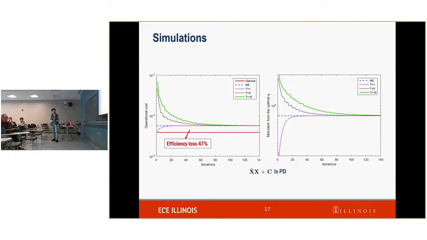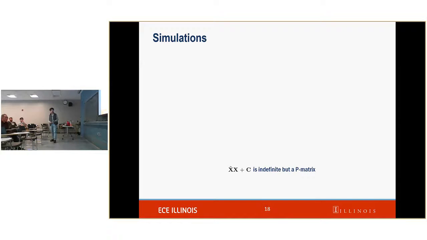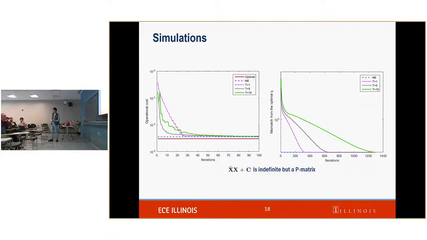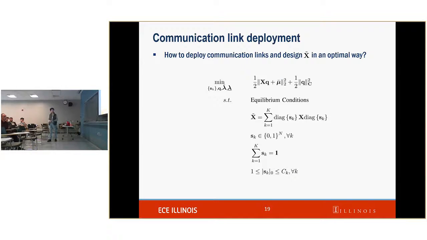And this efficiency loss actually comes from the lack of communication. And the right-hand side is the mismatch from the optimal queue. We can see that this algorithm also converges to the real Nash equilibrium. And although we cannot prove it in this case, because the equilibrium is unique, we show that the algorithm also works. Although it takes longer to converge, it will converge to the unique equilibrium. Also, there's an efficiency loss of about 18%. So that's about the second problem.